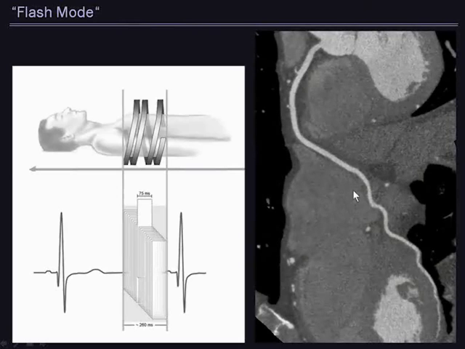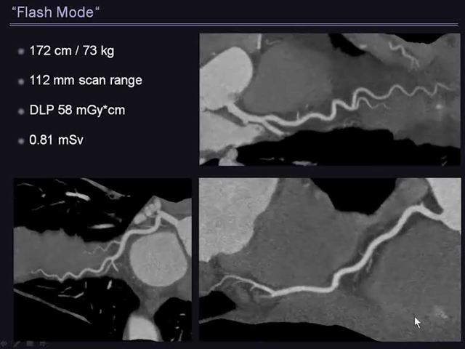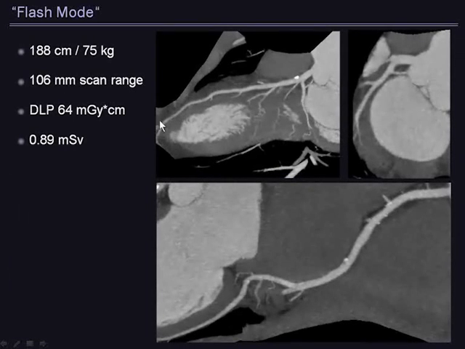It's usually better to look at two-dimensional images when you want to judge the image quality, and also very nice image quality throughout the entire right coronary artery in this case. The flash scan affords a very, very low dose because there's absolutely no excessive or superfluous radiation exposure. Here's an example of a patient scanned with 100 kV tube voltage, flash acquisition, and the dose is 0.81 millisieverts. Very nice image quality for the coronary arteries.